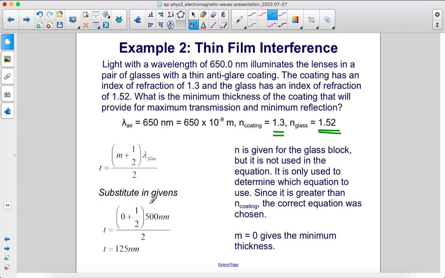Then we're going to substitute in our givens, and we find that the minimum thickness would be when m is 0, because we have this 1/2 in here. So we get 125 nanometers. Because we have a 1/2 in here, we can make this 0 safely, like the minimum value that we can possibly put in here and still have an equation. We can actually put 0 in here, whereas before we had to include a 1.